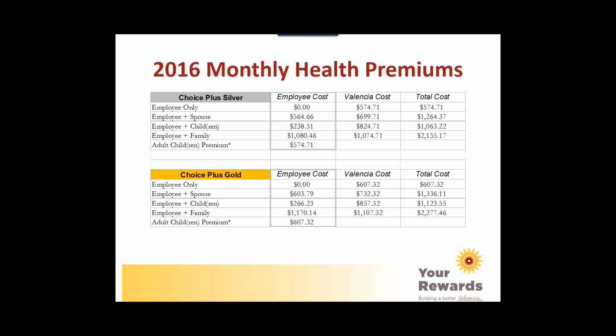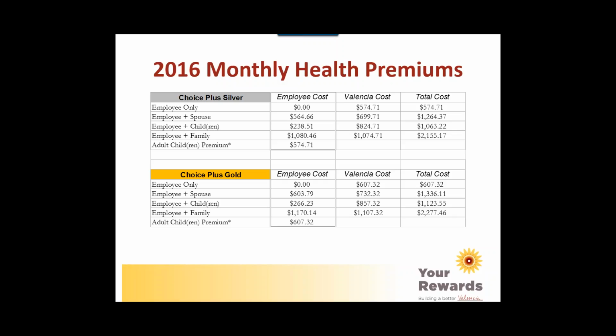So you can see that when you take out Valencia's cost that they're contributing toward that plan, the employee cost is $1,170. And then right below that, you see what the adult children premium is. That adult children premium, $607, would be in addition to any of the other levels.